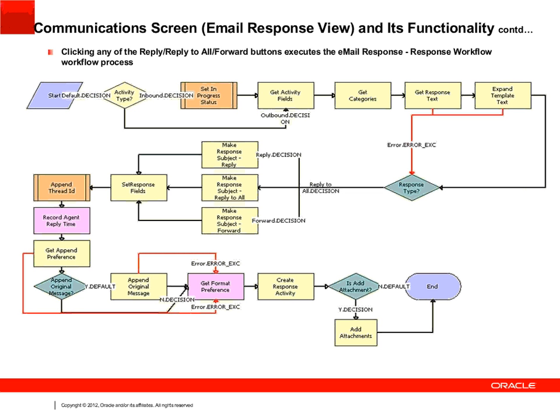It was a new feature introduced from Siebel 8.1 onwards, where you can drill down on the subject field for the message in the communication list view to navigate to the outgoing message form. You must then click reply, reply to all, or forward on the outgoing message form. Now, clicking on any of the reply, reply to all, or forward buttons executes the email response workflow process. We see the workflow diagram here.